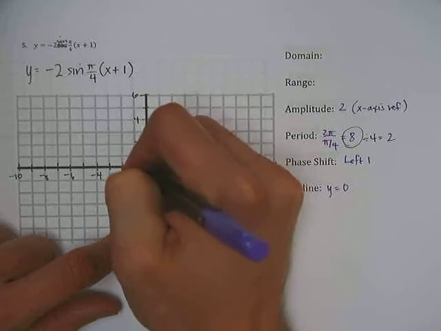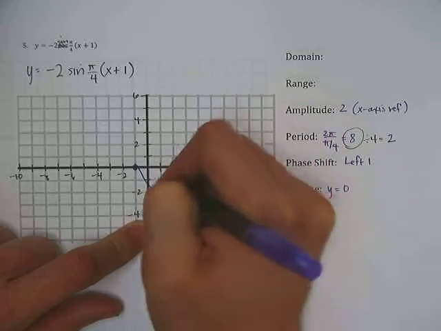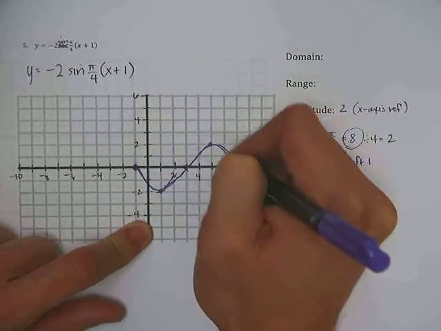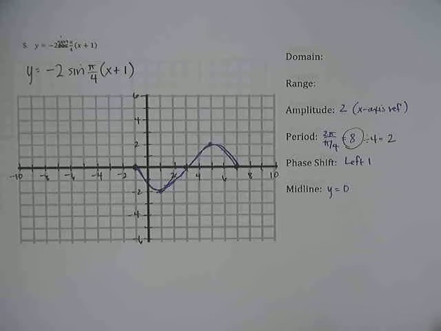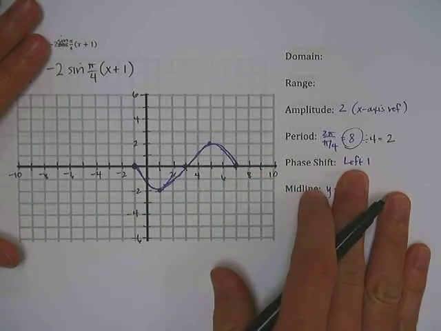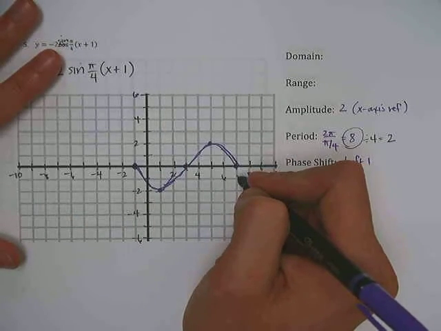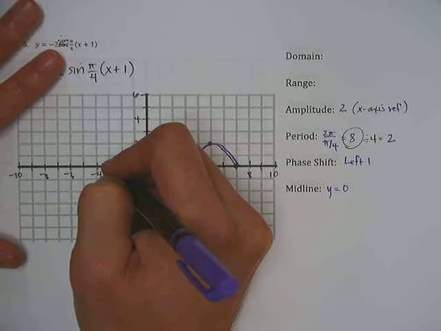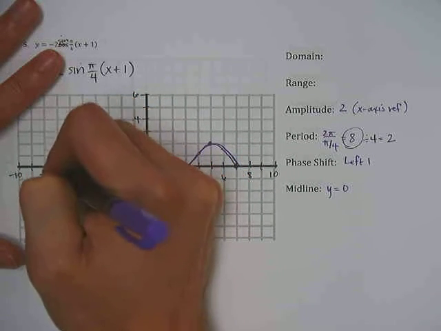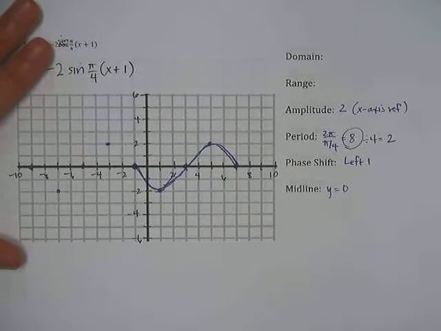This is a sine curve with a negative leading coefficient, which means that instead of going up like normal, we're going to go down. And we're going to go 2 spaces and then go down 2 spaces. 2 more spaces back to the midline. 2 more spaces up 2 units. 2 more spaces back to the midline. And so what this gives me is a sine curve that is upside down from normal because it has a negative leading coefficient.